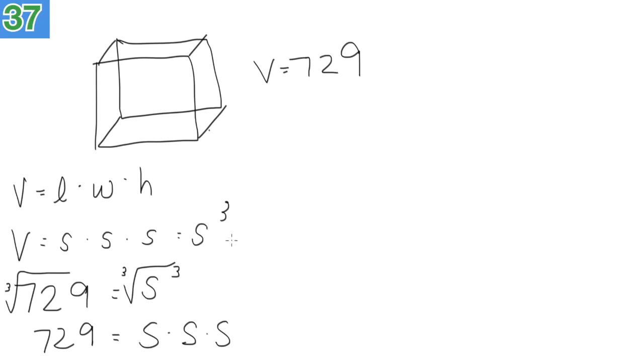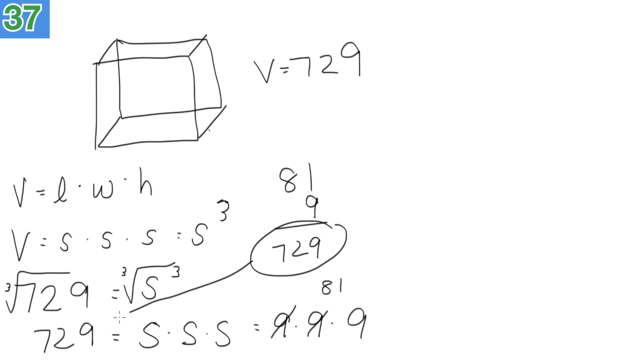So this is going to take guessing and checking. If you want to pause the video while you figure out what times itself 3 times is 729, you can do that. But I'm going to show you that when you get to guessing and checking with 9, then it's 9 times 9 times 9. That's going to work because 9 times 9 is 81, and 81 times 9 is 729.